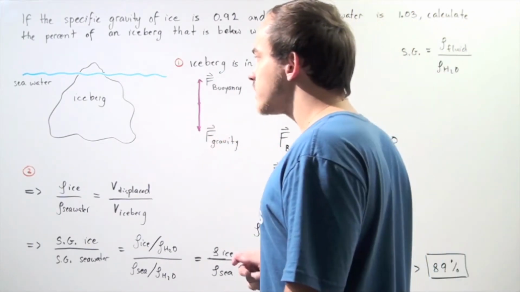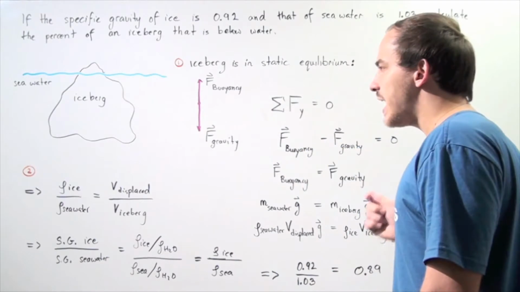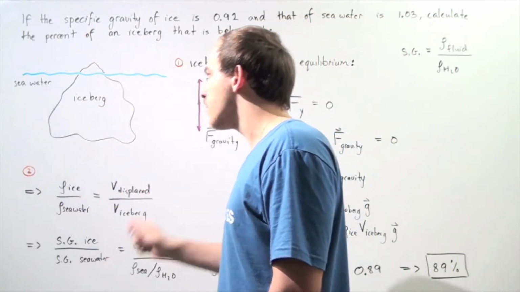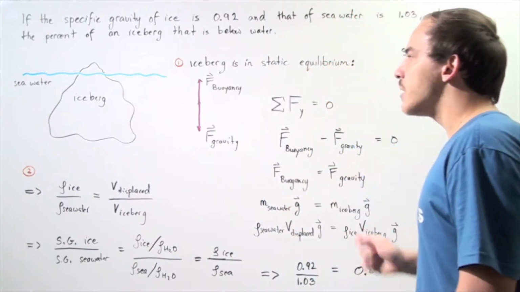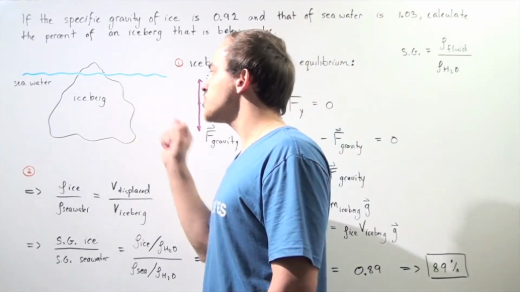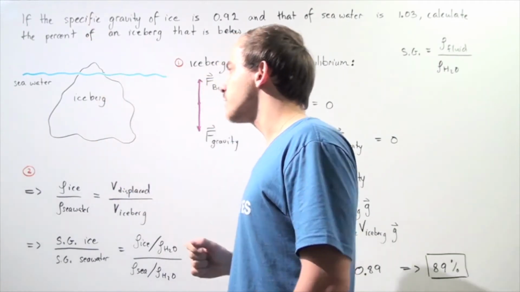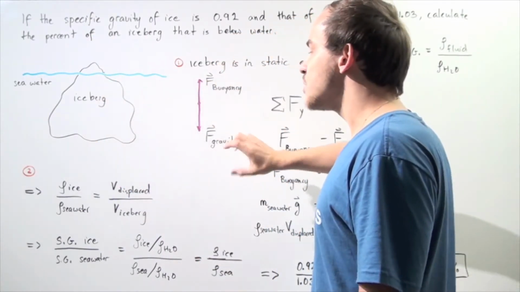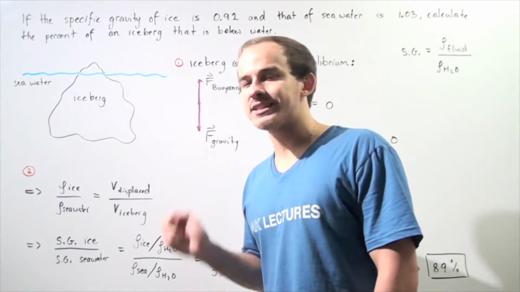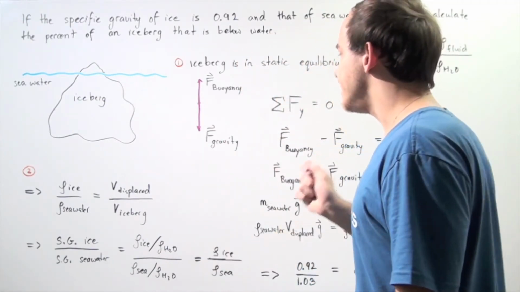So we have two forces acting on the iceberg. We have the force of gravity, which is pulling the iceberg to the bottom of the ocean, and we have the buoyancy force, or the buoyant force, that is acting to push the iceberg out of the water. And these two forces must have the same exact magnitude because our object is assumed to be in static equilibrium.